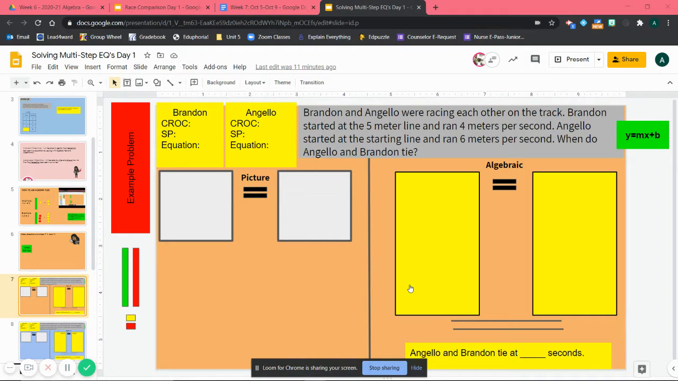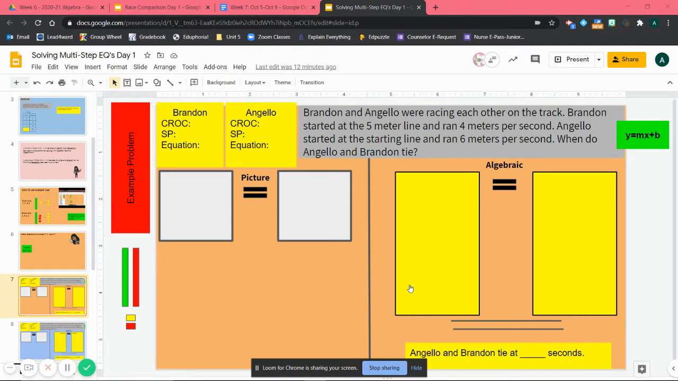So today's example problem is going to be for solving multi-step equations. Last week we started solving equations. We had an unknown variable on one side of the equal sign. This time around, we are going to be having variables on both sides of the equal sign. So let's take a look at our word problem.